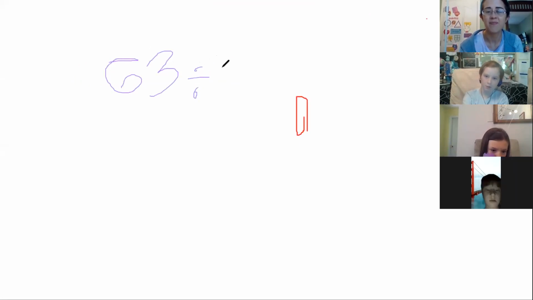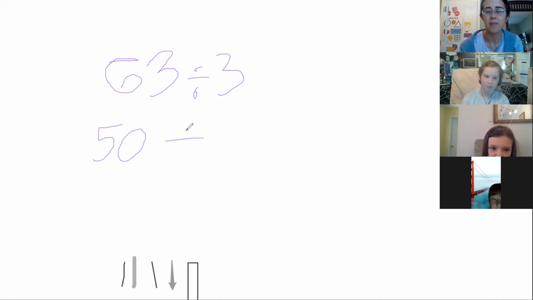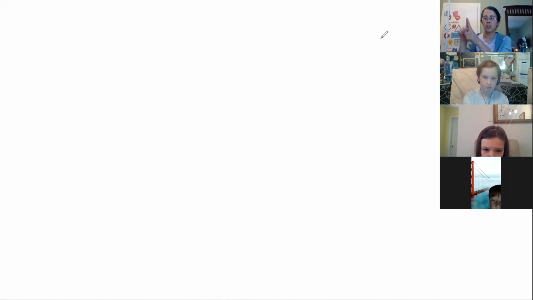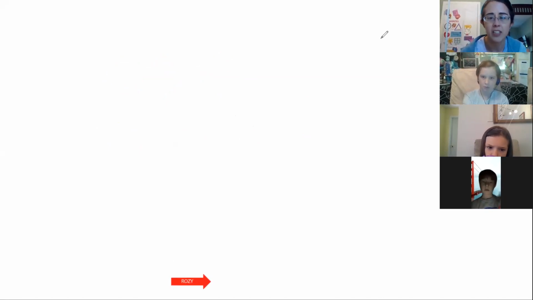Rosie, can you read this division problem? Okay. 63 divided by 3. Okay. Hadley, can you read this one? 50 divided by 10. All right. Now I'm going to do the trickier ones where it's that drawing. Just remember to follow the circle from bottom to top for which numbers that you see first.